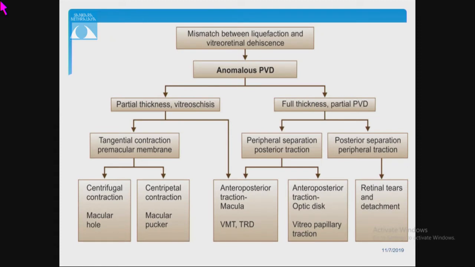Anomalous PVD can lead to a full spectrum of diseases in ophthalmology like macular hole, macular pucker, vitreomacular traction, traction retinal detachment, vitreopapillary traction, and retinal tears and retinal detachment. For today, our interest is limited to the anterior-posterior traction at the macula and VMT.